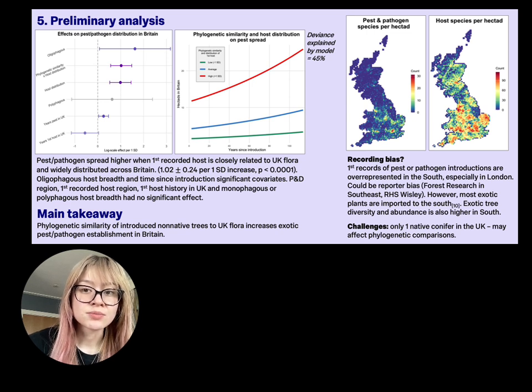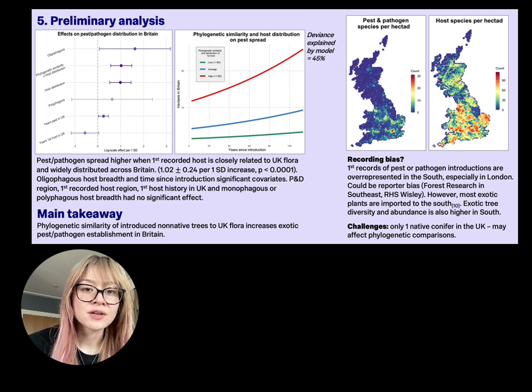The time a pest or pathogen has been in the UK, as well as host distribution, were also significant and accounted for. However, some challenges include the fact that the UK only has one native conifer, and fewer conifers overall, which could confound results. There was also obvious reporting bias in the pest or pathogen occurrences in the UK, with reports being overrepresented in London and the South.